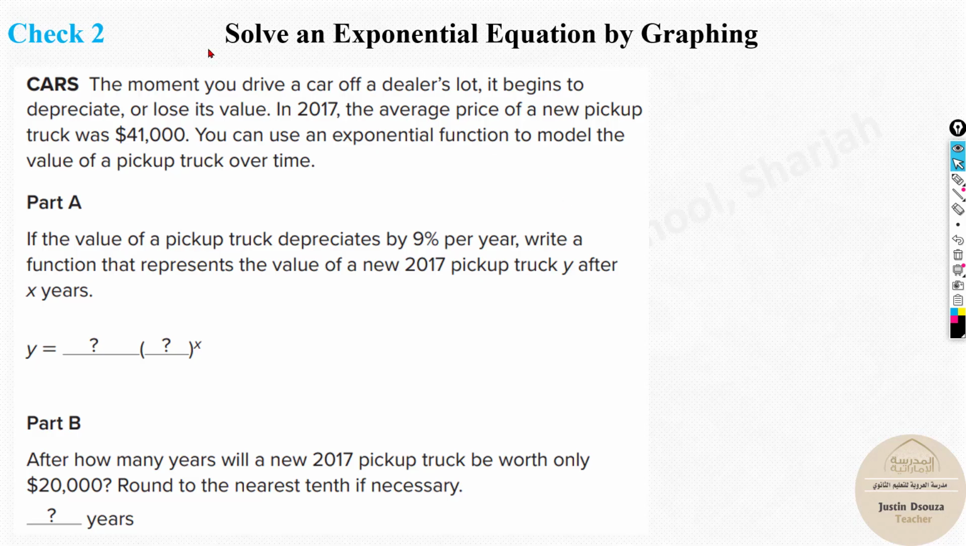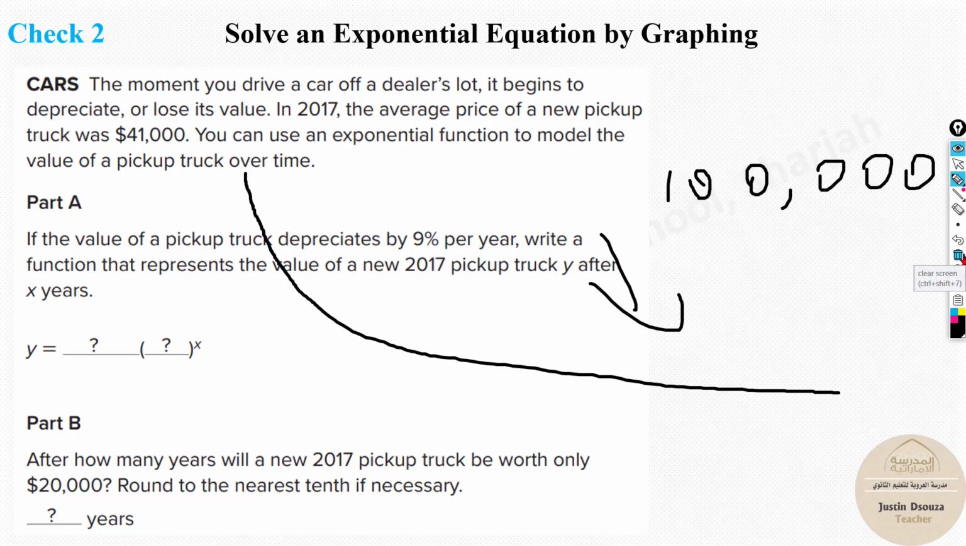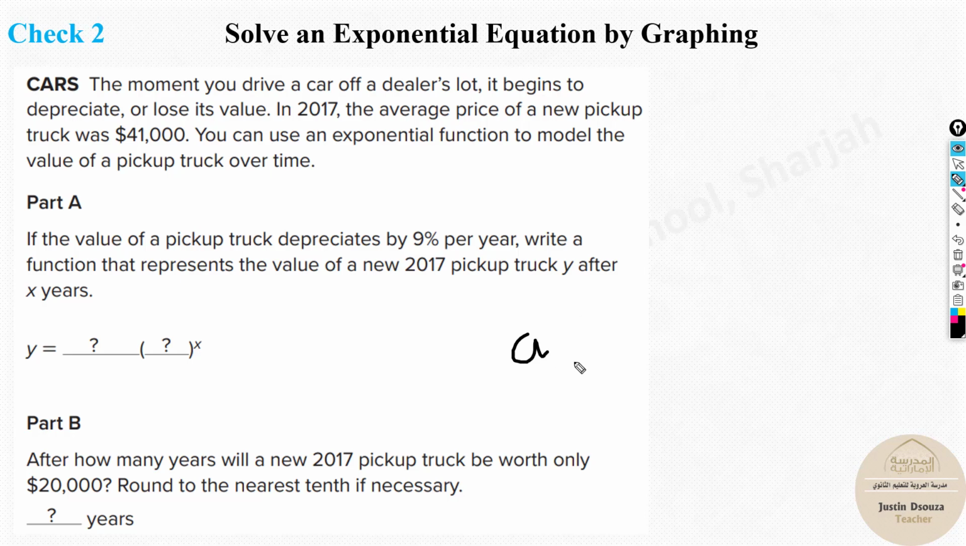Now, whenever we buy a vehicle, imagine a brand new one costs say 100,000 dirhams. But as years go by, the value of this vehicle reduces; it never increases, it depreciates. So this is an exponential decay, it goes down. And we saw in the last video, decay would mean a times (1 minus r) to the power x. So this is the very important thing.